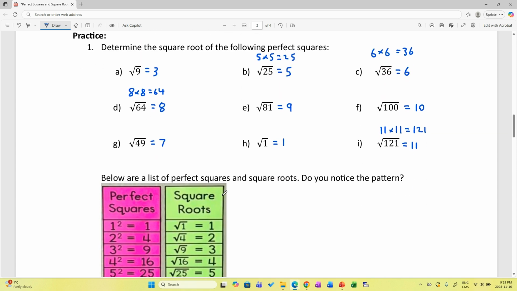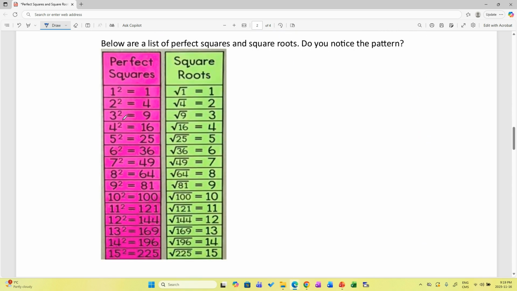So as we scroll down, here are a list of our perfect squares again. And here are a list of our square roots. Do you notice a pattern? Pretty much, if you know your perfect squares, for example, 49 is a perfect square as a result from 7 times 7. The square root of 49 is just pretty much what two numbers can multiply by itself to get to 49, which is 7. So if you know the perfect squares, you should know how to take the square root of the perfect square.